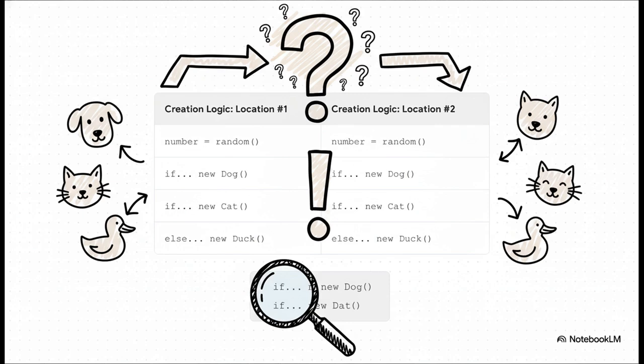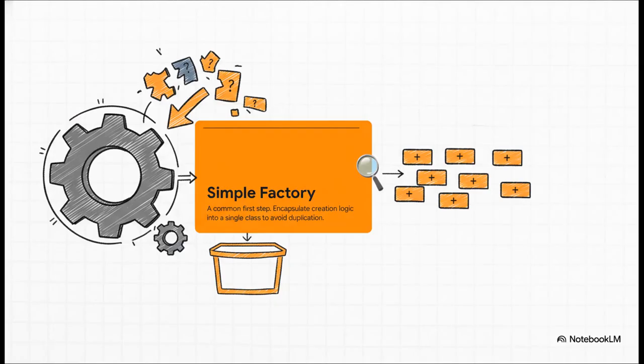It's identical. And now, imagine you want to change how animals are created. You have to go on a treasure hunt through your code to find and update every single copy. That is just asking for bugs. So what's a common first step to fix this? Well, a lot of people naturally create what's called a simple factory. The idea is super intuitive. You just pull all that creation code out of where it's duplicated and stick it into one single class. And boom, duplication problem solved. It's a really great start for sure.